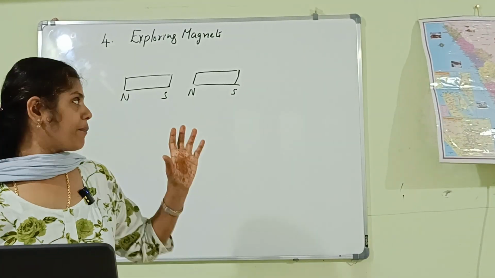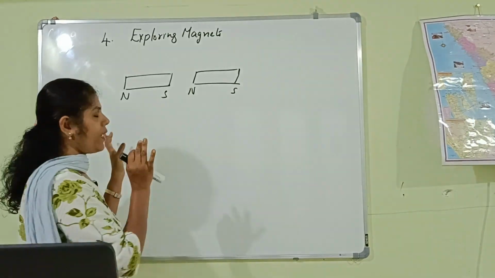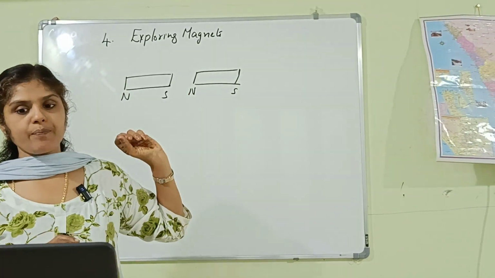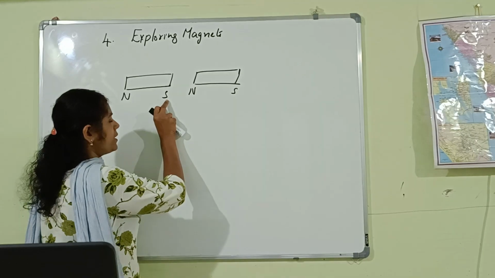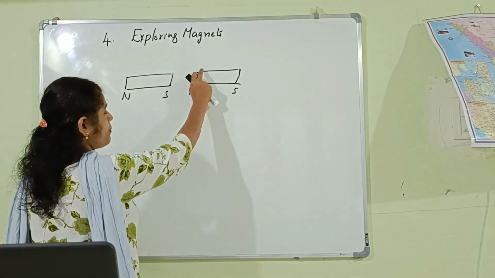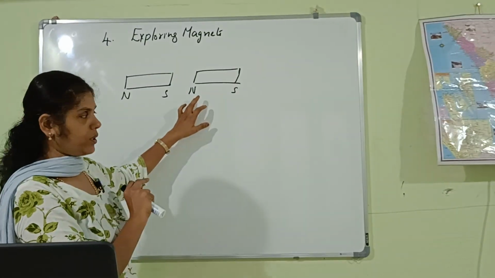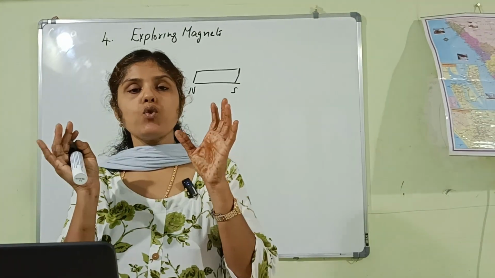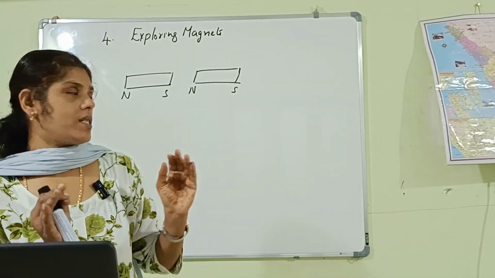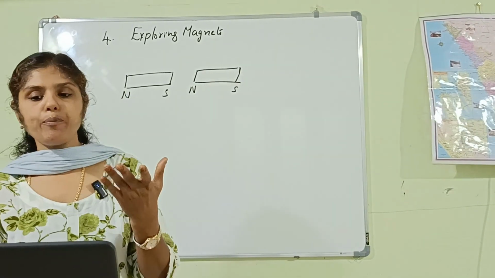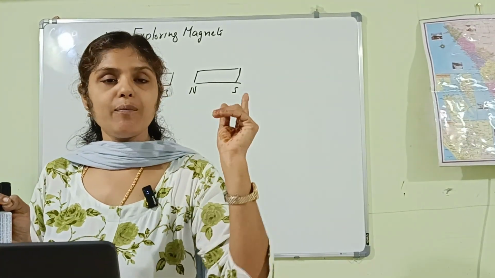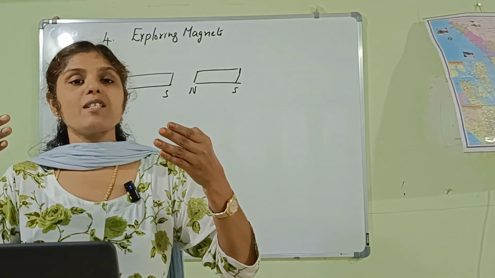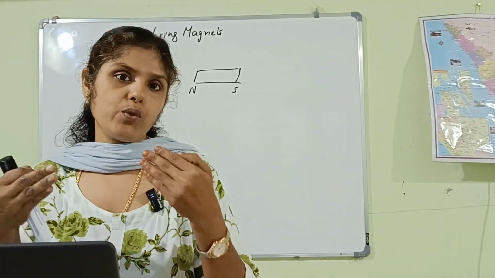So when two bar magnets are kept closer, what happens to their poles? Here you can see this pole is south and the pole of this magnet is north. So this is the north pole and this is the south pole. These two poles are unlike poles, different poles. One is the north pole of one magnet and the other is the south pole of another magnet. What happens? These poles get attracted to each other.